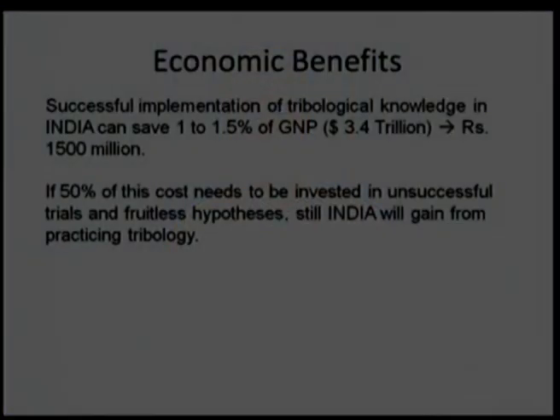In short, I want to conclude with this slide. It says that by rough estimation we can save energy, we can save material, and from a monetary point of view, we can save almost 1 to 1.5% of GNP. Indian GNP was $3.4 trillion. So, roughly 1500 million rupees can be saved by implementing the right tribological knowledge.